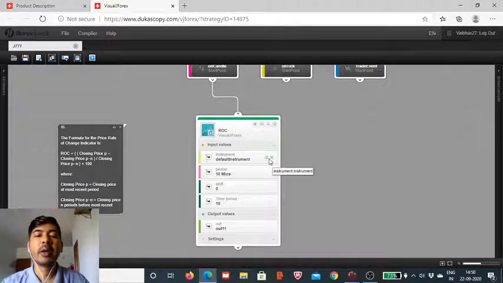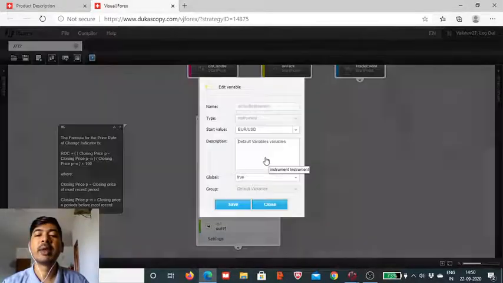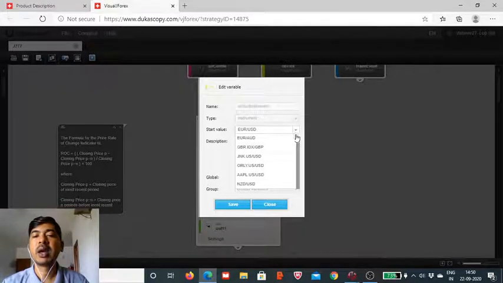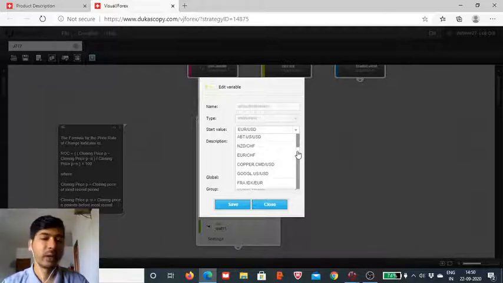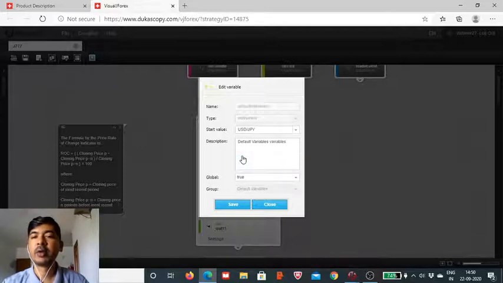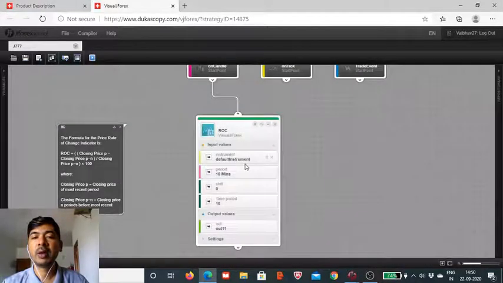So here, coming to the default instrument, we can use this EUR USD as it is, or we can carry out the changes. We can make another instrument our default instrument choice, and it will work just fine. So all these instruments are available for our use, and we can use any. For today's session, we will pick the USD JPY as our choice.